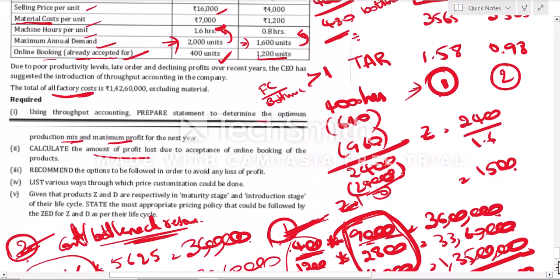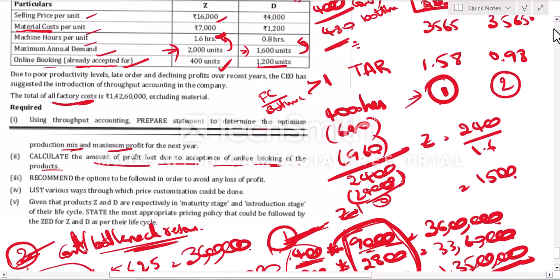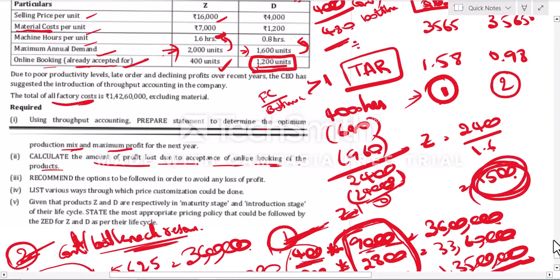Next, calculate the amount of profit lost due to acceptance of online booking of products. Why are they telling us that we have lost something by online booking? Because according to the throughput accounting ratio, we need to first give preference to Z. But because of pre-booking, we have already given importance to 1200 units, so we are losing some units. We have demand of 2000 units, but we produced only 1500 units, only because of lack of machine hours. So how much have we lost, they are asking.